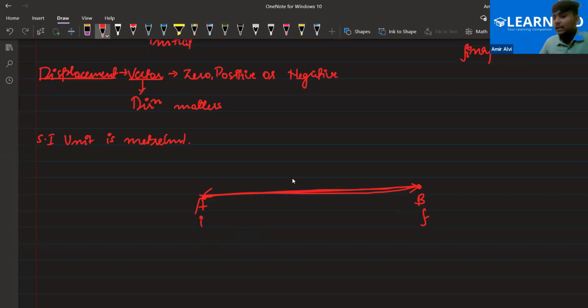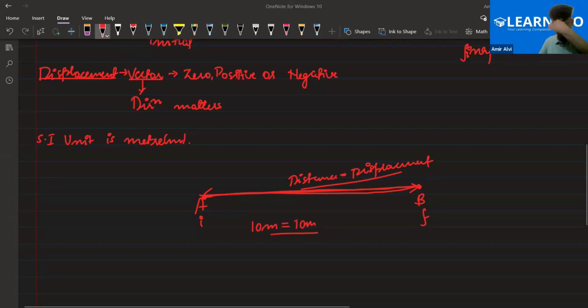So in that case, distance will be equal to displacement in terms of magnitude. Okay, in terms of magnitude only. What is magnitude? Basically the number. Suppose it's 10 meters, so distance will be 10 meters as well as the displacement. Is that clear to both of you? Javeriya and Chakrika, clear? Yes, sir. That's good.